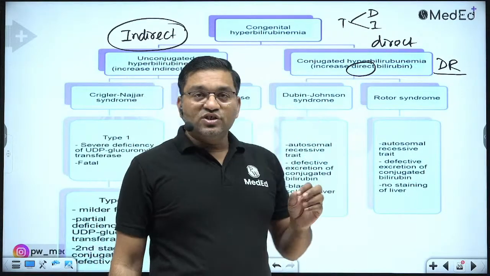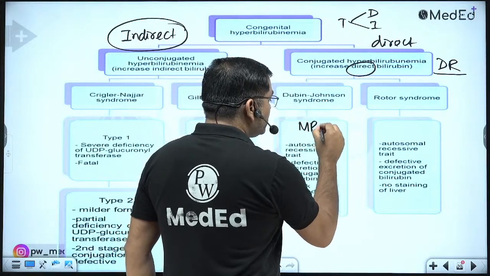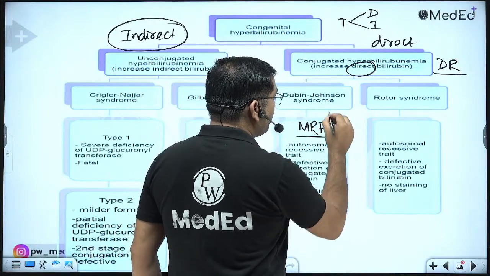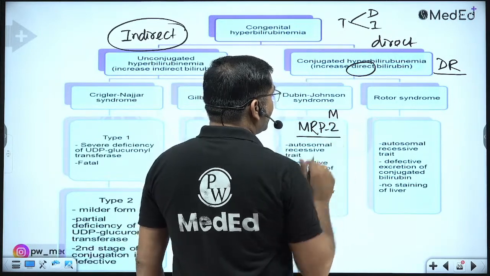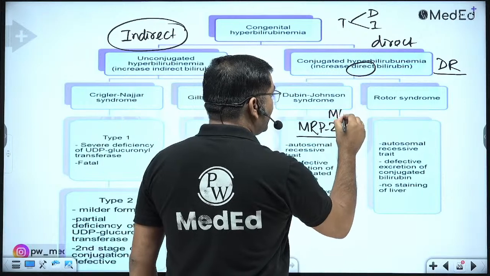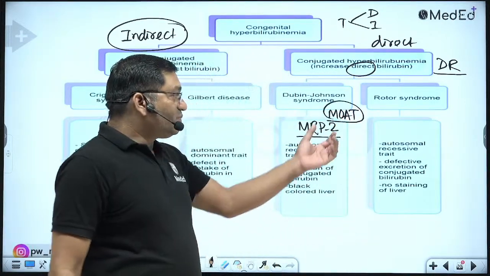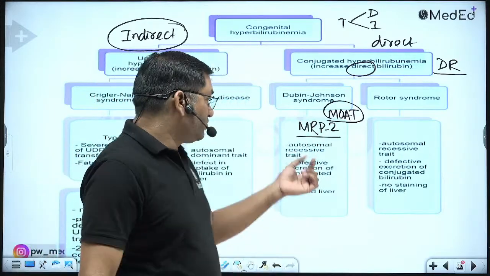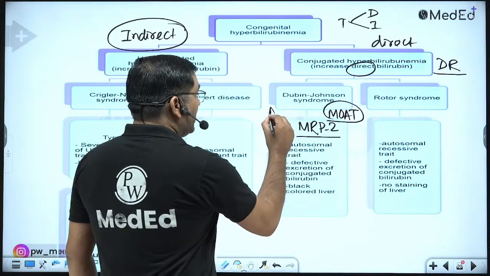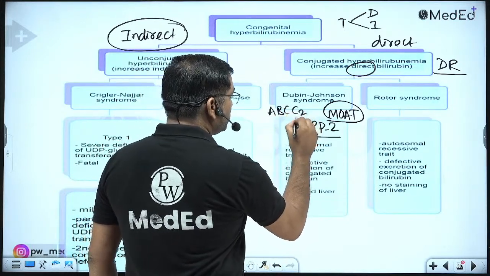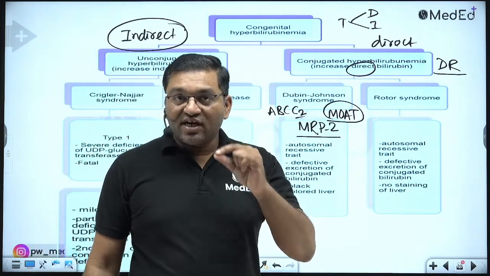In Dubin-Johnson syndrome, it is due to mutation in MRP2, multi-drug resistant protein 2, also known as multispecific organic anion transporter, also known as ABCC2, ATP binding cassette transporter C2.